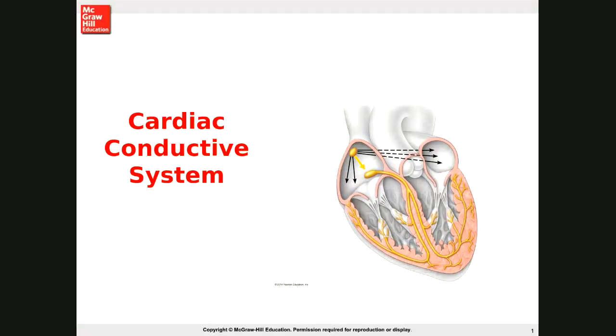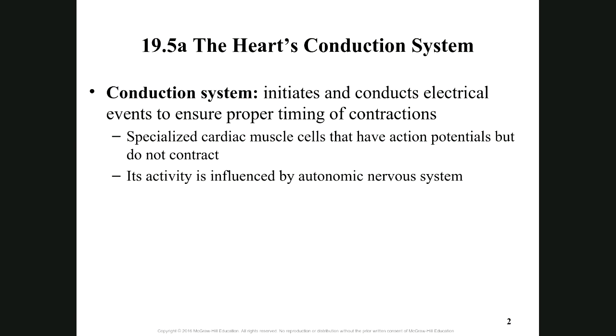Hello guys, in this part I want to talk about the cardiac conductive system for you. The conduction system of the heart can initiate and conduct the electrical events, and it can help proper timing of contraction. In our heart, we have specialized muscle cells which have the action potential, but they don't contract themselves. Their activity is influenced by the autonomic nervous system.